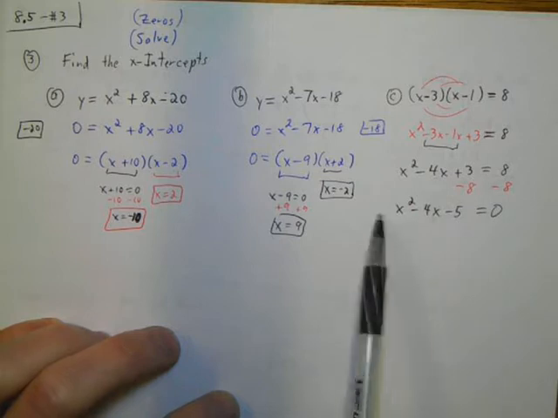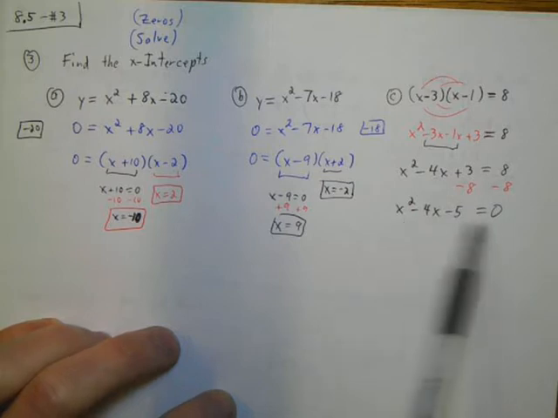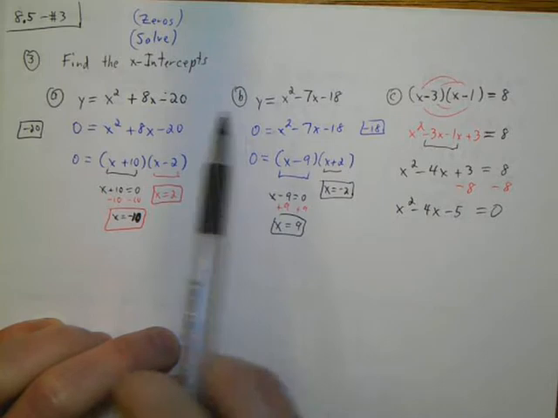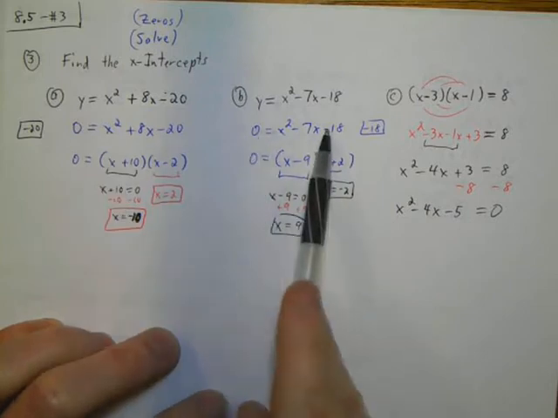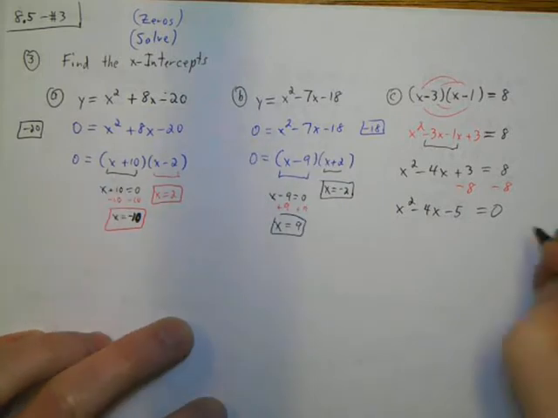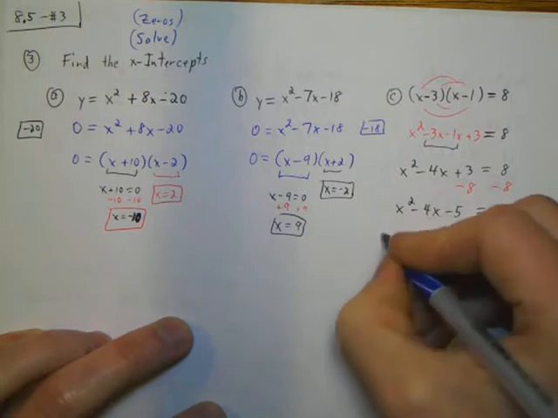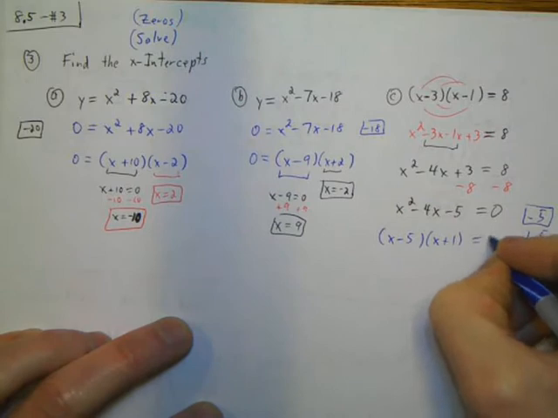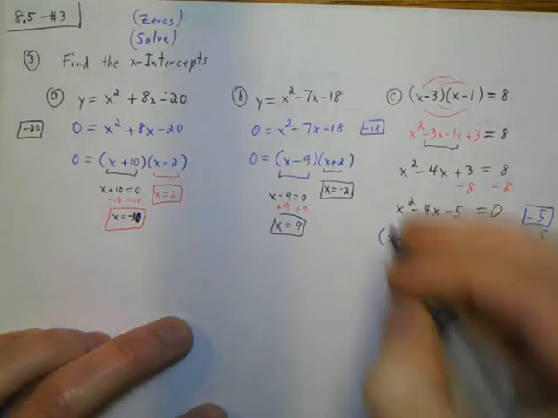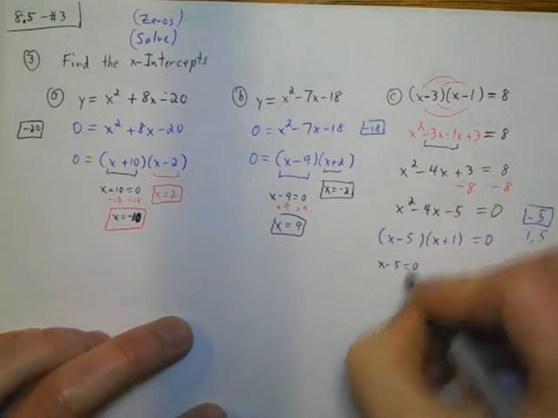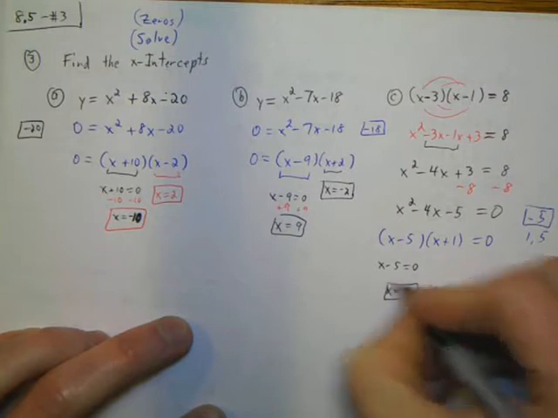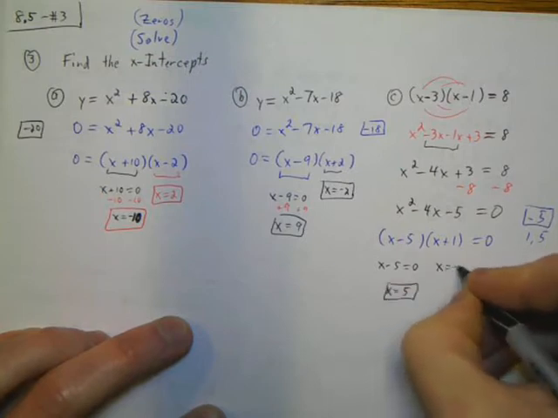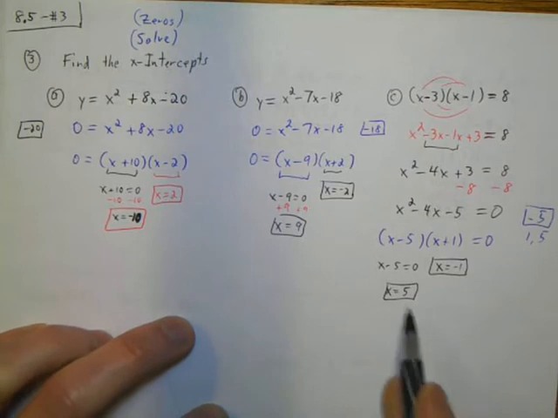Now look at that problem. That problem right there looks kind of like what we would have here or here. So we're going to play the game. What multiplies to be negative 5 and adds to be negative 4? How about x minus 5, x plus 1 equals 0? We're going to set this equal to 0 to get x equals 5. Set this one equal to 0, and x is negative 1. So those are my 2 answers.